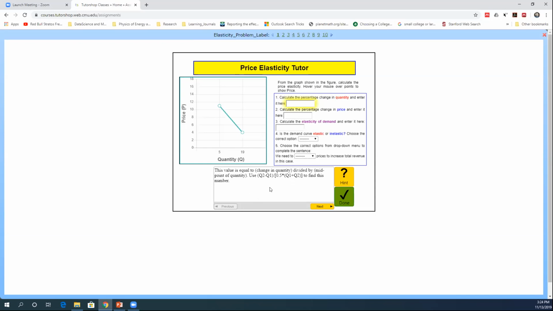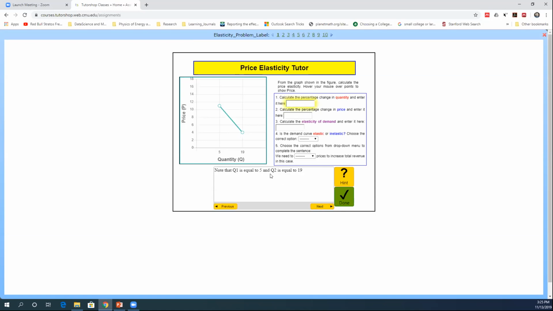So I'm going to do that. Q2 minus Q1, that is 19 minus 5, that is 14, divided by the average. So this is 11 and 5. 5 plus 11 is 16. 16 divided by 2 is 8. So 14 divided by 8, that is 1.75. Okay, it highlights in red, so something is wrong. Change in quantity. Okay, okay.